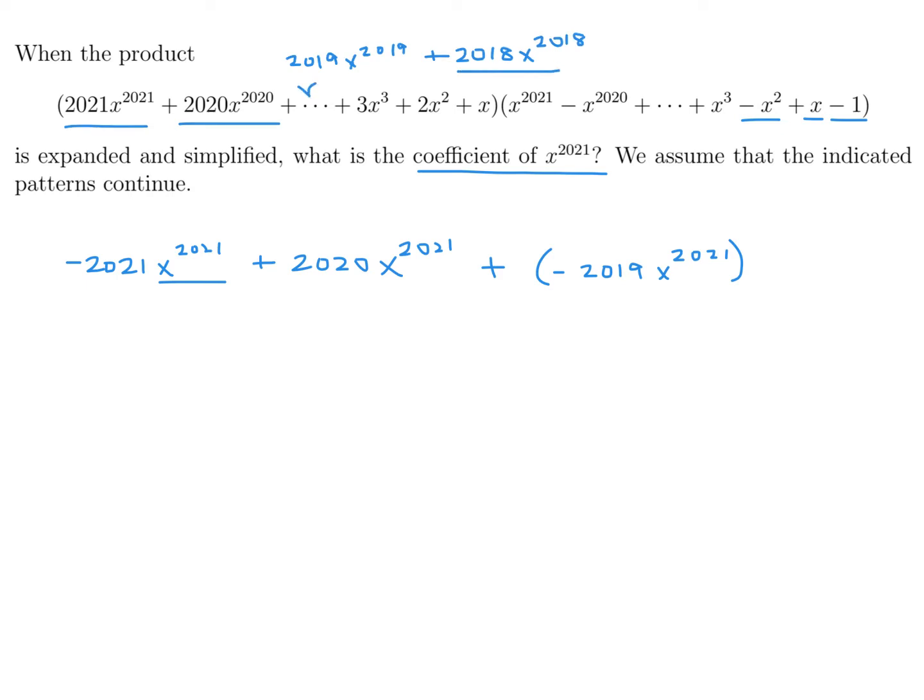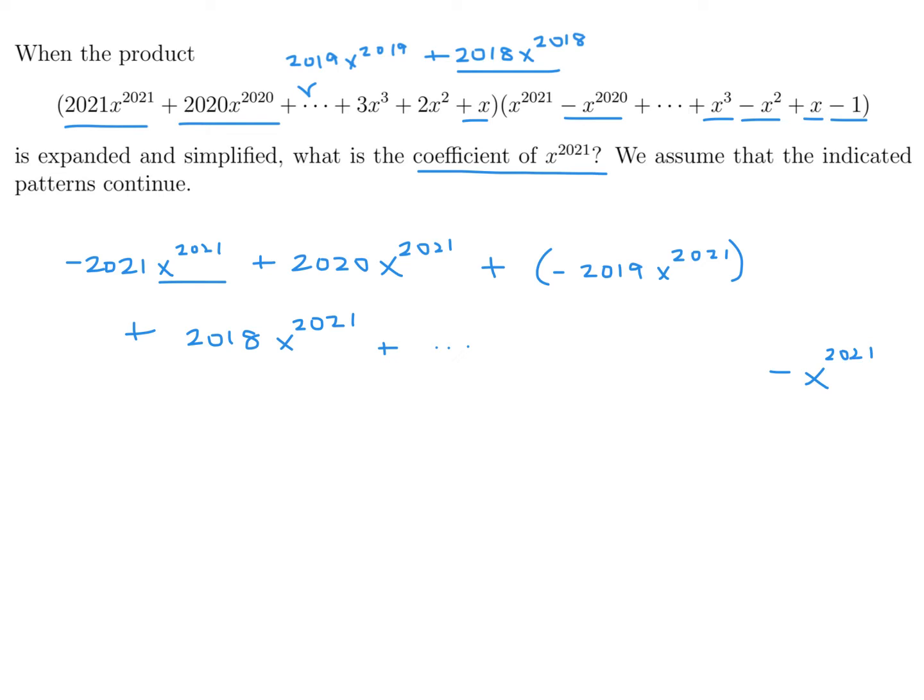And that would need to be multiplied by this. So that would be plus 2018 x to the power of 2021. Yeah, and then you just keep going like that. And when you keep going like that, dot, dot, dot, you will find that eventually you will start having to pair up the very last one. So the very last one that will give you a coefficient x to the power of 2021 is, I believe, this one right here. This times that. So that's going to be minus x to the power of 2021.